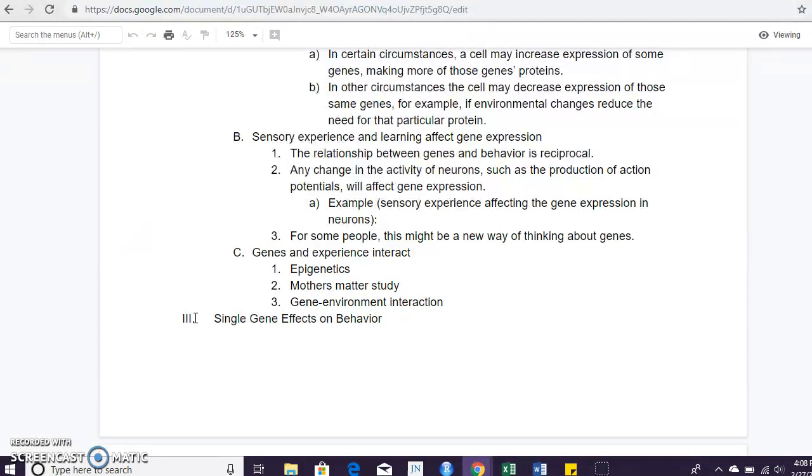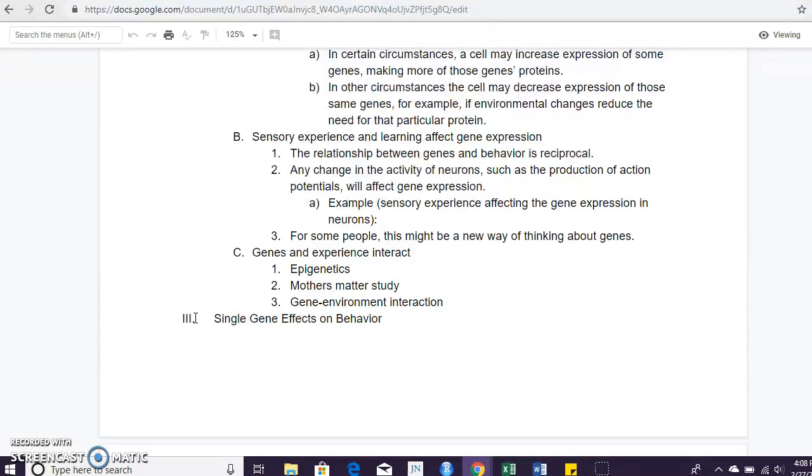An example of sensory experience affecting gene expression in neurons is that the cells in your eyes can change their gene expression in response to their encounters with light, increasing the expression of some genes, making more of their proteins, and decreasing the expression of other genes.